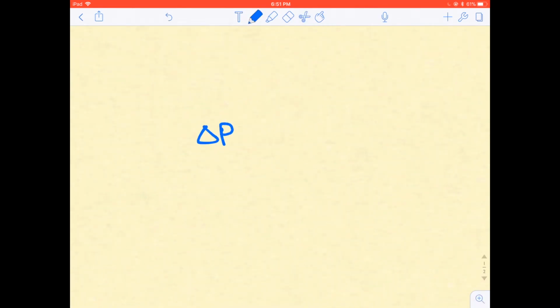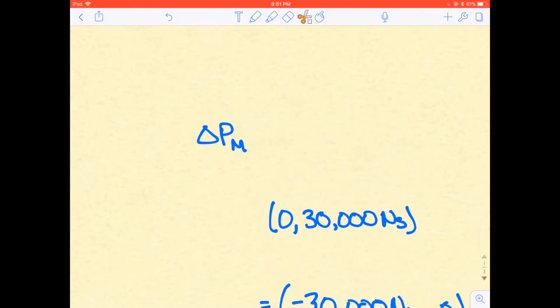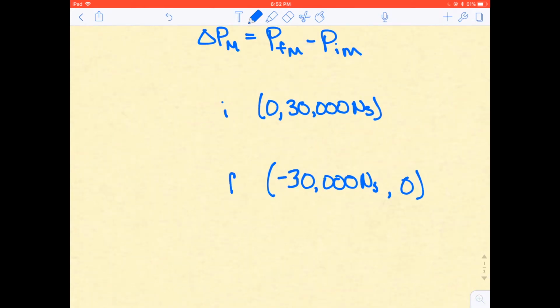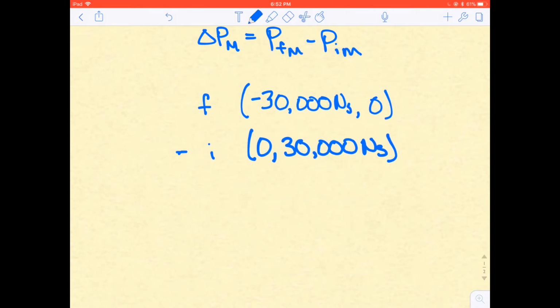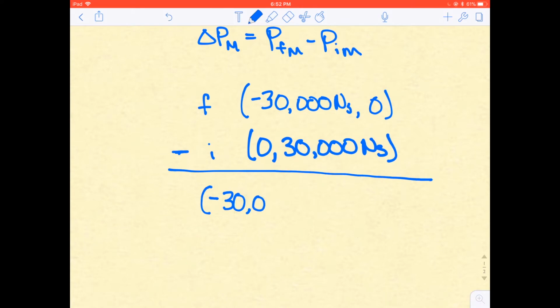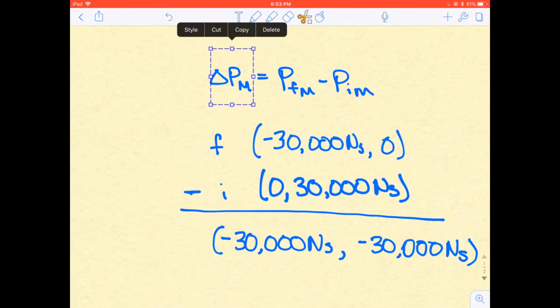The change in momentum for Marty is equal to P final minus P initial. So this is the initial and this is the final. Right. Just be careful of the signs that you're dealing with. Now for the y-axis, since it's a 0, you have to subtract 30,000. So you'll just get negative 30,000. And there you go. You have your change in momentum.